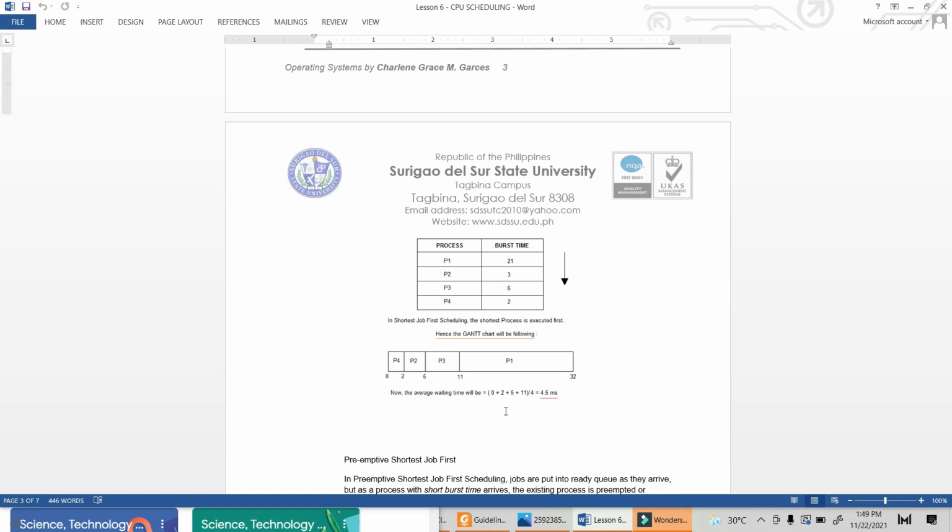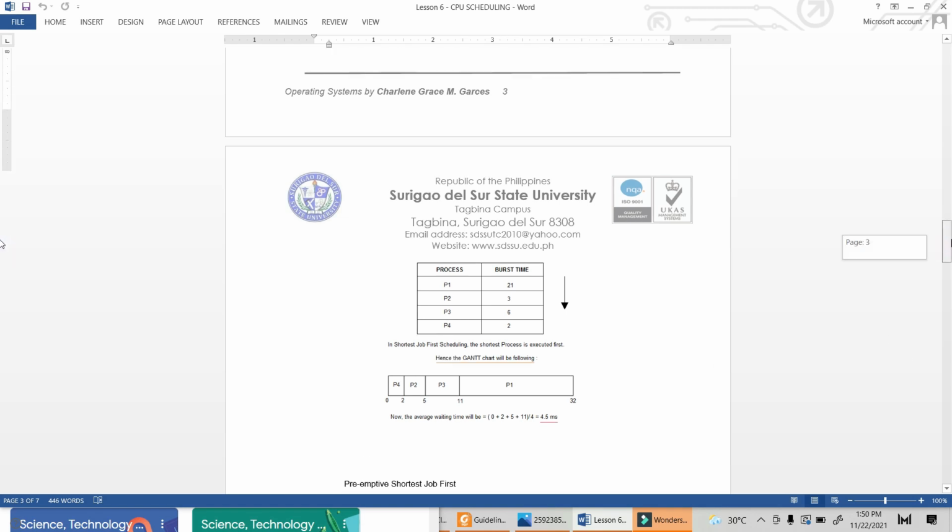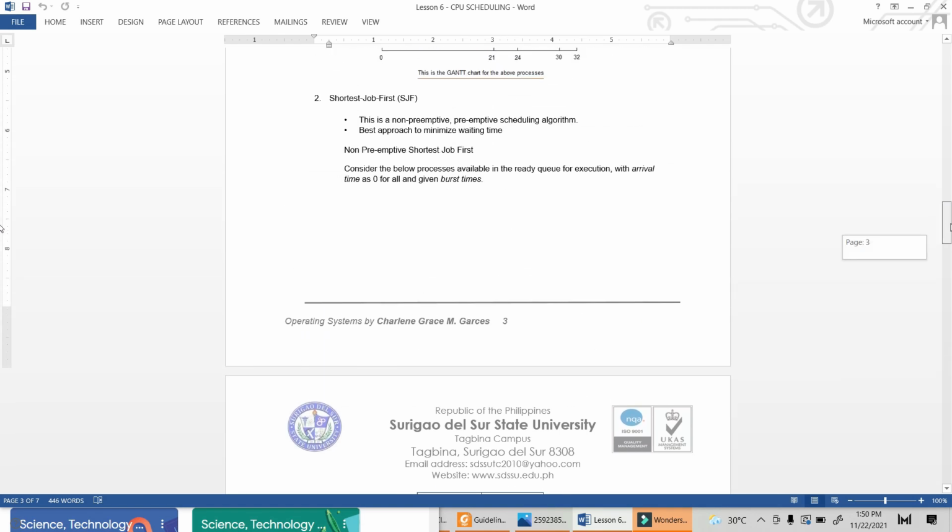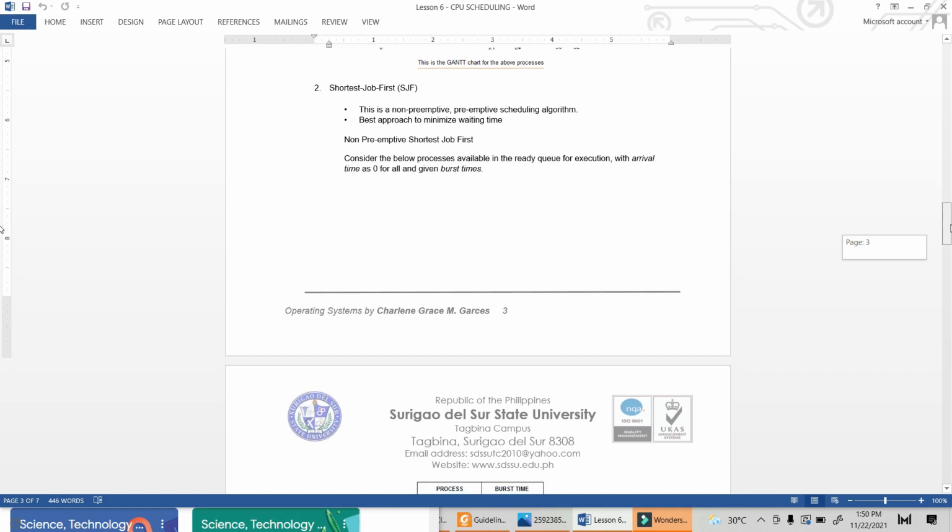using the shortest job first. So it will be 0 plus 2 plus 5 plus 11 divided by 4. So it will be 4.5 milliseconds only. So again, it says here that this is the best approach to minimize the waiting time.